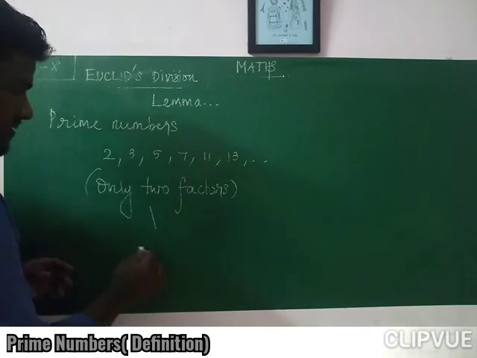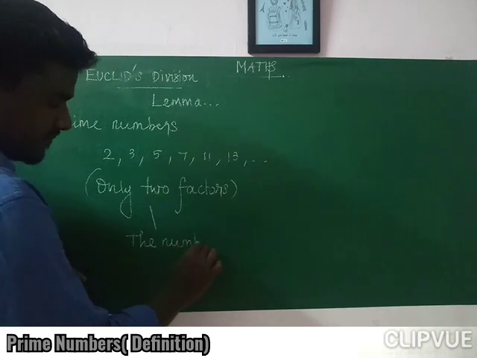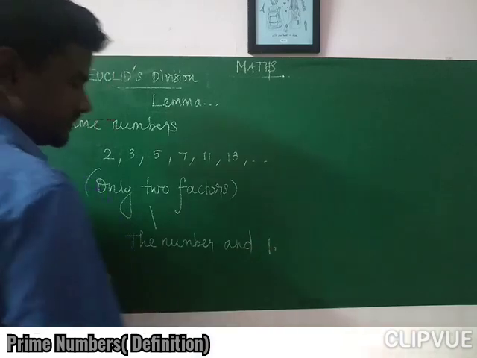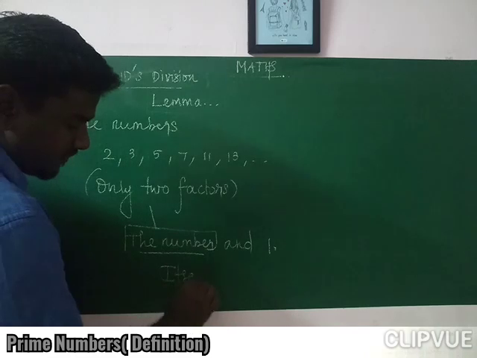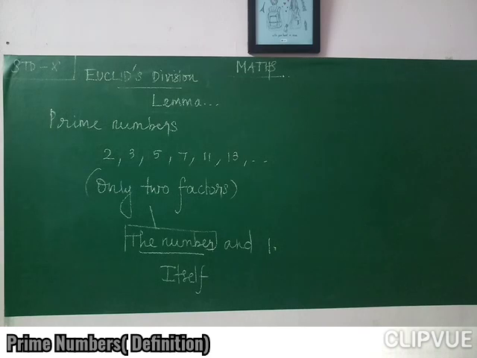What are the factors? The number itself and 1. You can take the first one: 2 can be divided by 1 or the number itself. 3 is also divided by 1 and the number itself, like that. That's why we say itself and 1. So only 2 factors.